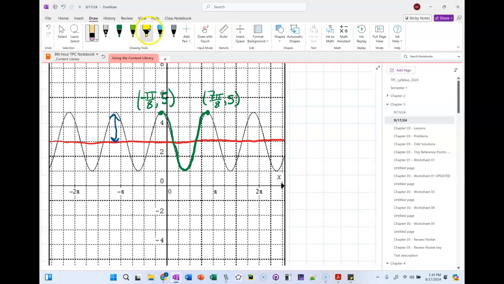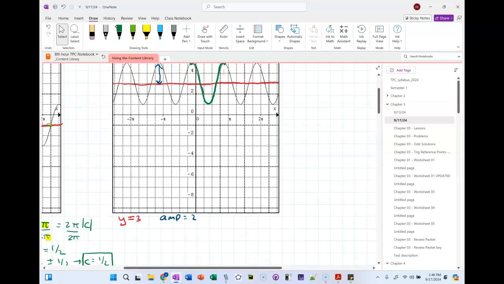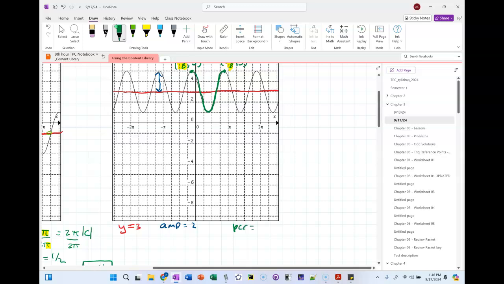All right, so the period then is going to be the distance from negative pi over 8 to 7 pi over 8. How far is that? 1 pi. Does everybody see that? So we did 1 pi over 8 to get to 0, and then 7 more pi over 8s to get to the end. 1/8 plus 7/8 is 1. Okay.